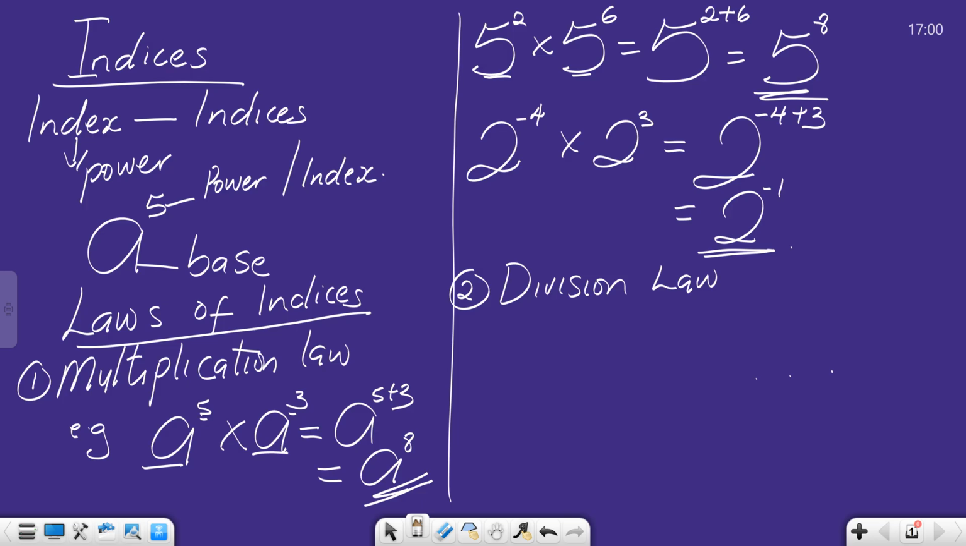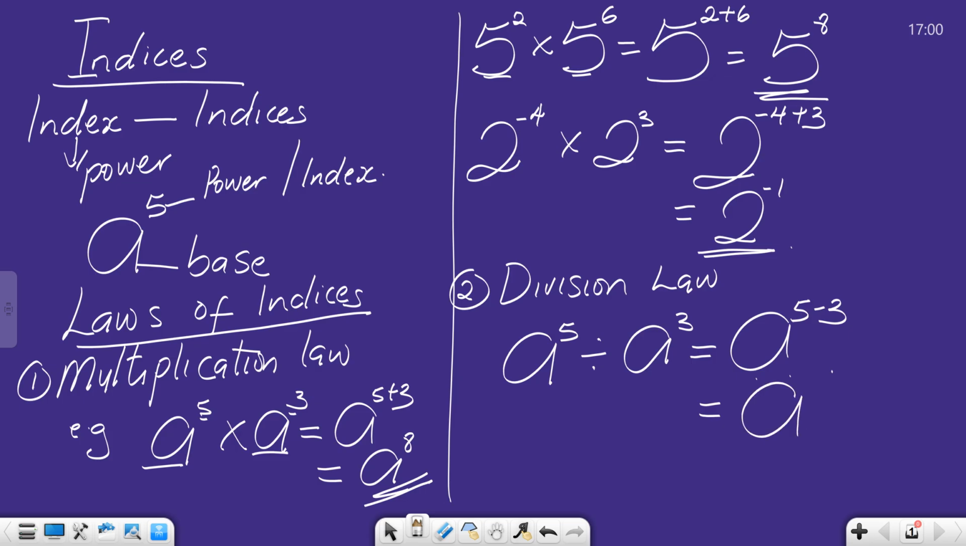Let's look at it. Let's use this as an example as well. A raised to power 5 divided by a raised to power 3. Since they have the same base, I'm going to pick one base, a, and I'm going to subtract the power, 5 minus 3. That will give me a raised to power 2.